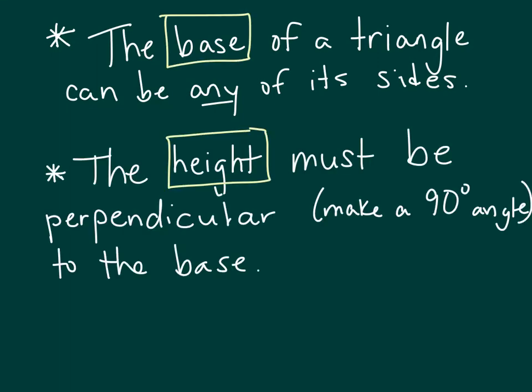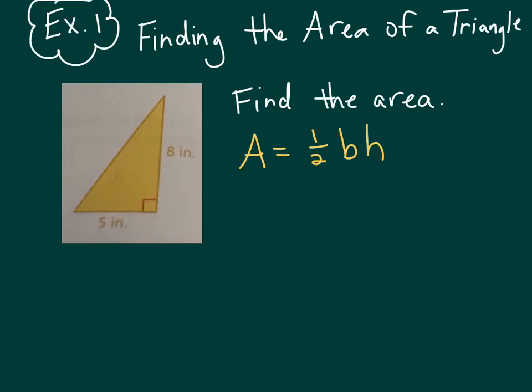Just like in parallelograms, the base can actually be any of the sides of a triangle, but then the height is going to be the important one to find. It has to be perpendicular to the base, or it has to make a 90-degree angle to that base.